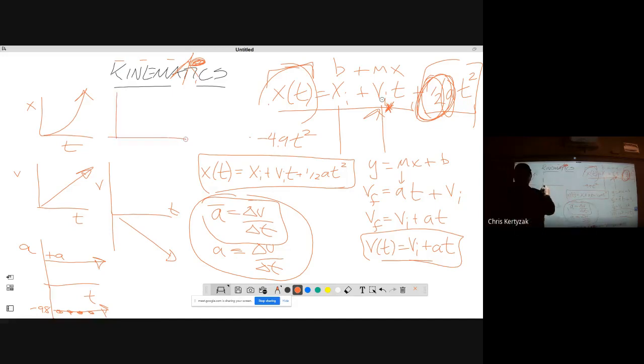An x versus t graph would technically be some sort of curve.